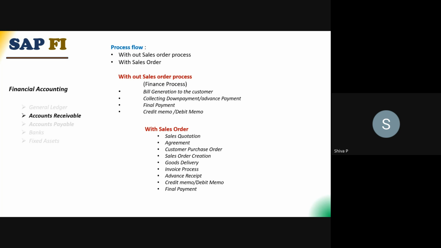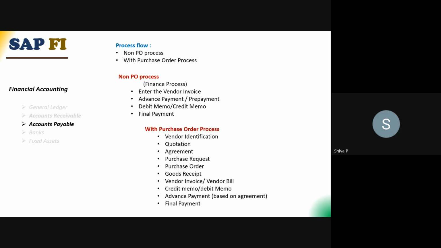So these are all the sales order process: quotation, agreement, customer purchase order, which means customer reference number, sales order creation, goods delivery. These will be discussed in detail, along with FI-SD integration. This is part of FI-MM integration. While doing FI-MM and FI-SD, we can even learn basic SAP SD and basic MM, meaning standard configuration, to look into our records and how they are reflected.